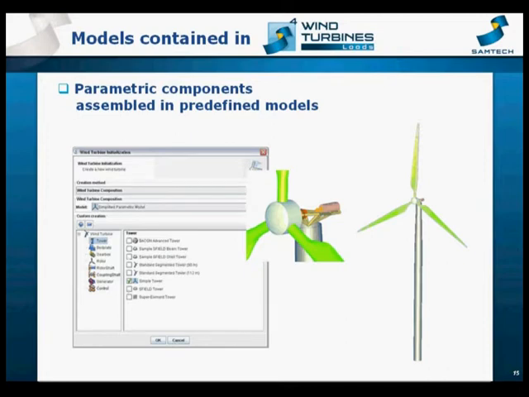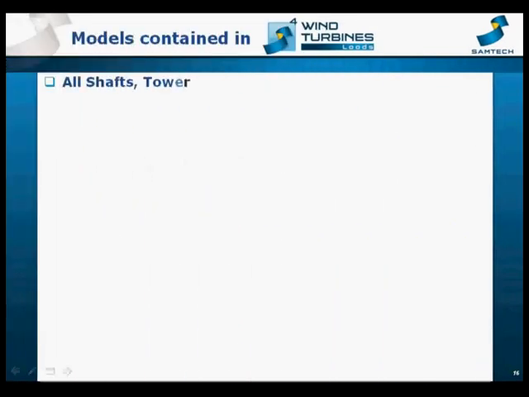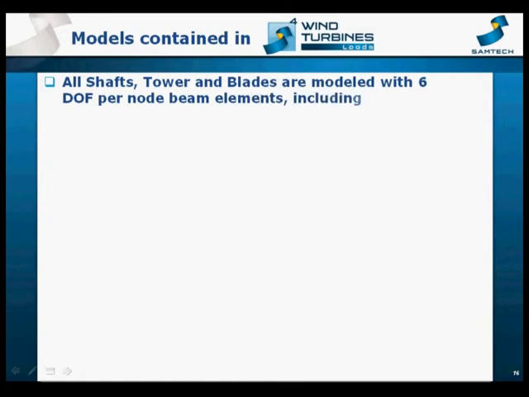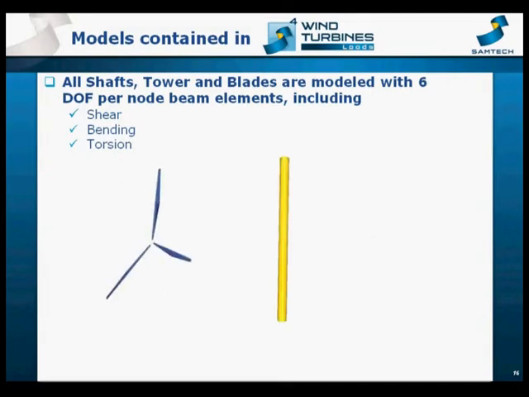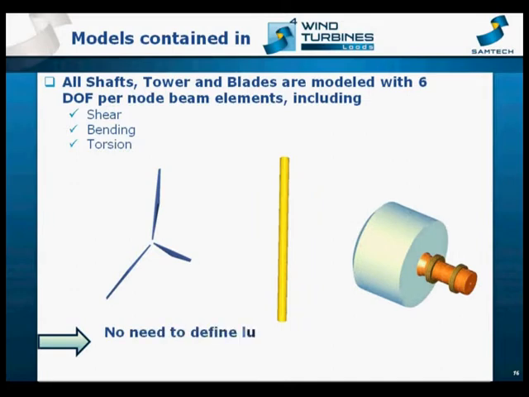Component models have been regrouped into families to create global models easily. Even for the simplest models, all of the shafts, tower, and blades are modeled with beam elements made up of 6 degrees of freedom per node in order to properly represent shear, bending, and torsion phenomena. Since beams are used, the user only needs to define geometrical properties, like the radii of the tower, but not to compute equivalent masses and stiffnesses in addition.